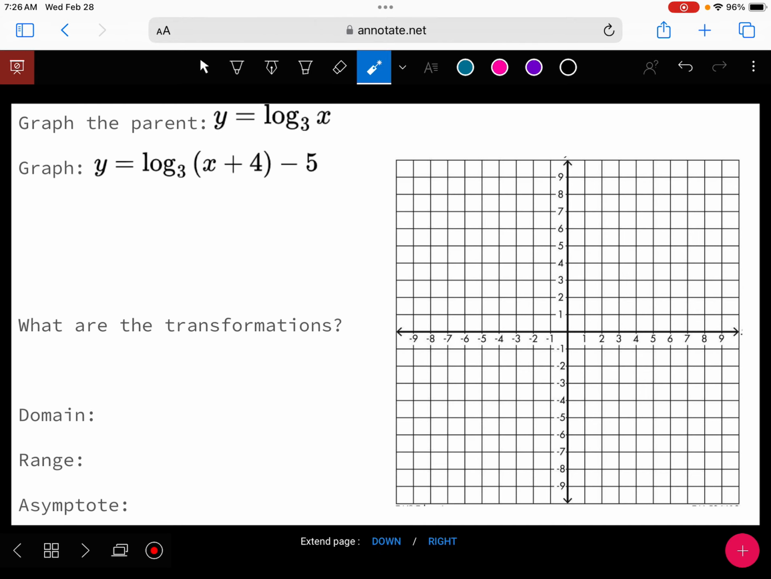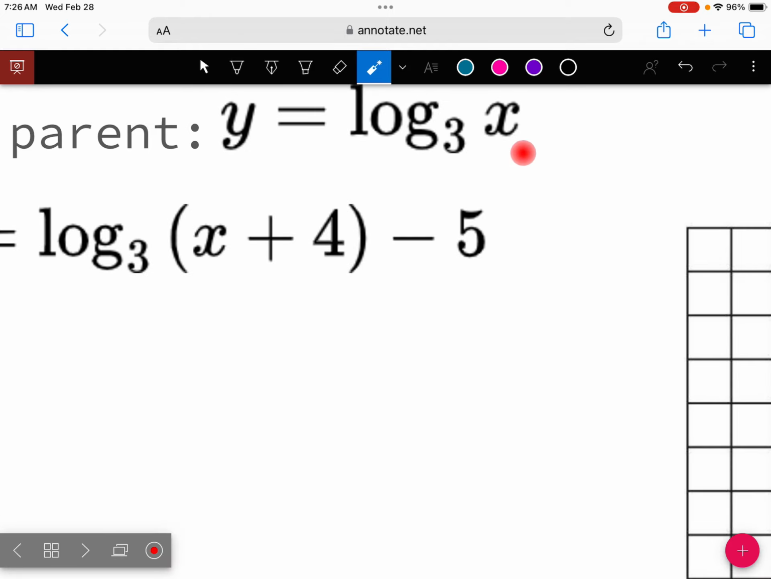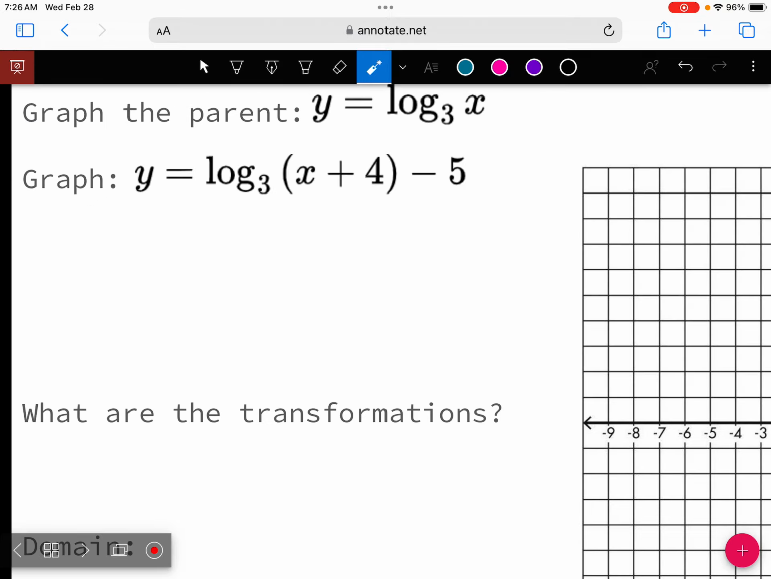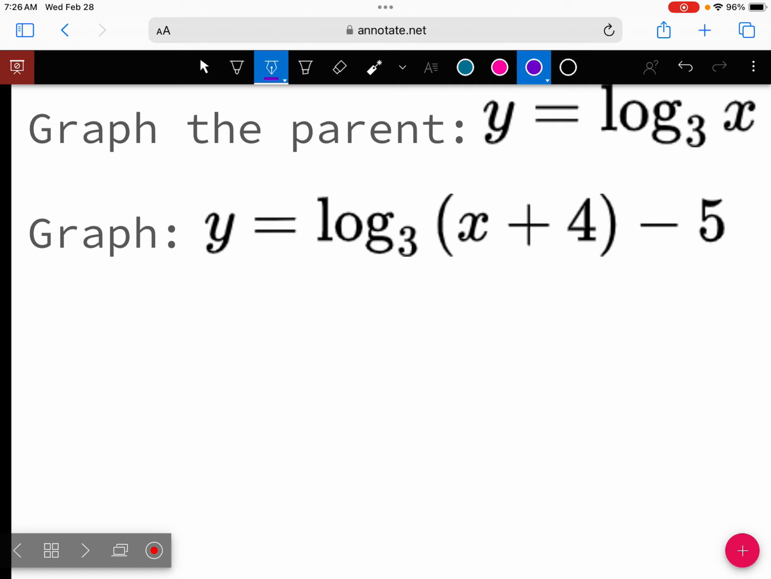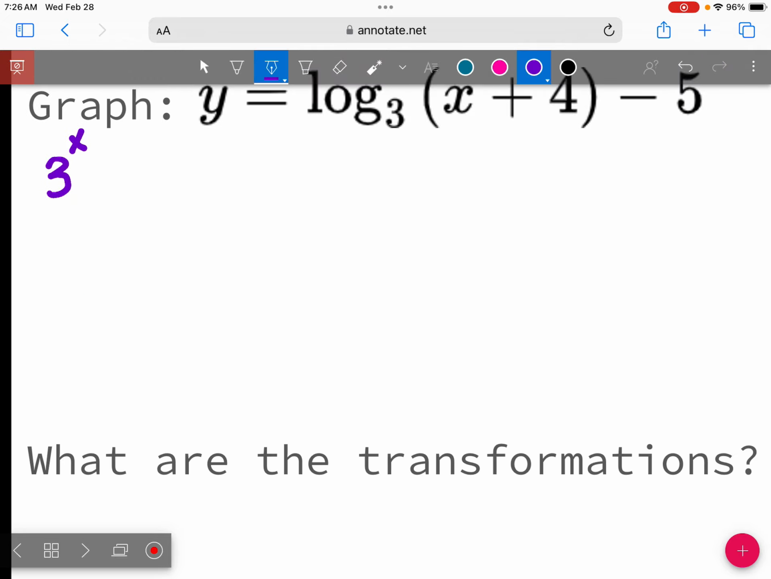So here's our first one. We are going to graph the parent function as well. So I want to graph the parent of log base 3, which means we are going to wind up making 3 tables for these. Because I'm going to start with the parent of the parent, which is our exponential that has the same base. So we're going to start by making the table for 3 to the x.